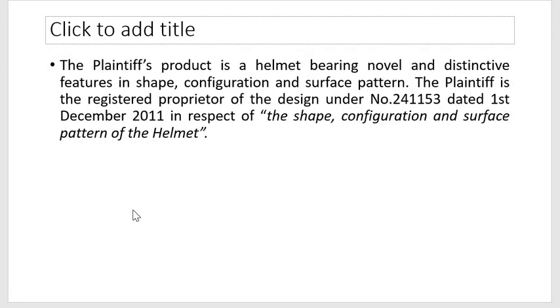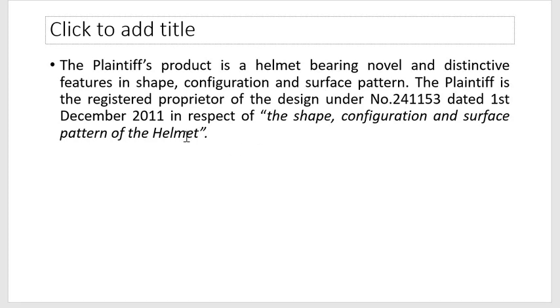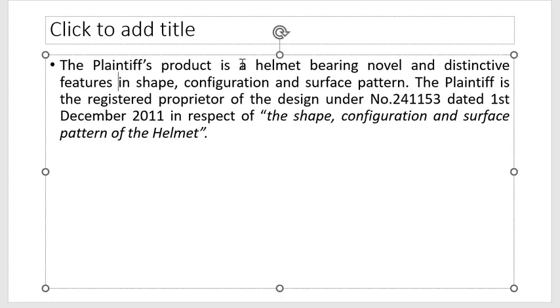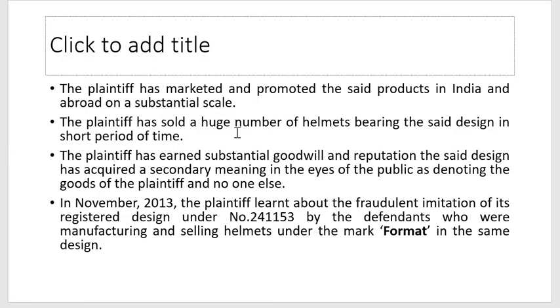So we can do one more case study here. It's about helmets, Rohа versus Studds. You can find the case also; it's available. The plaintiff's product is a helmet bearing novel and distinctive features in shape, configuration, and surface pattern. So they got it registered for the shape, configuration, and surface pattern of the helmet.